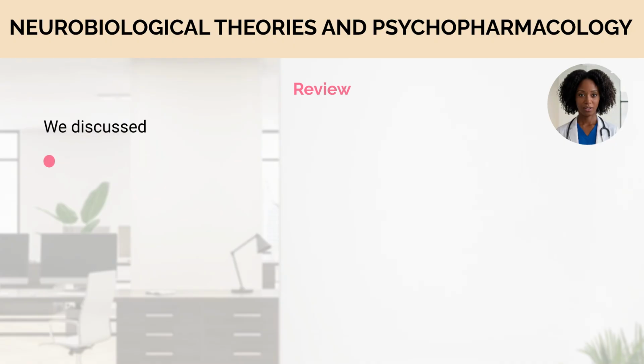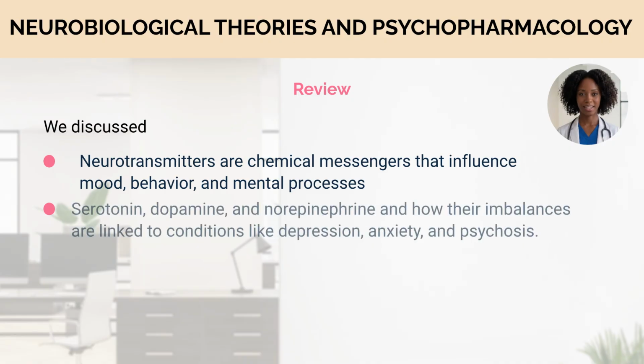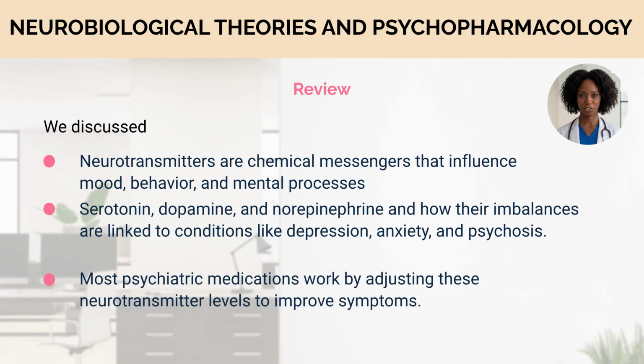1. We learned neurotransmitters are chemical messengers that influence mood, behavior, and mental processes. 2. We discussed serotonin, dopamine, and norepinephrine, and how their imbalances are linked to conditions like depression, anxiety, and psychosis. 3. Lastly, most psychiatric medications work by adjusting these neurotransmitter levels to improve symptoms.